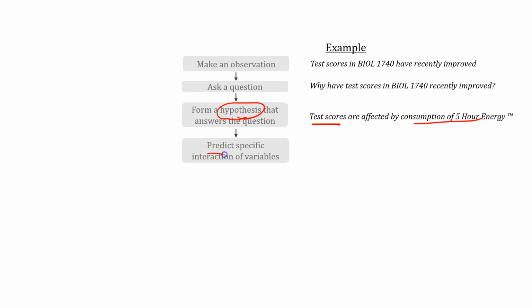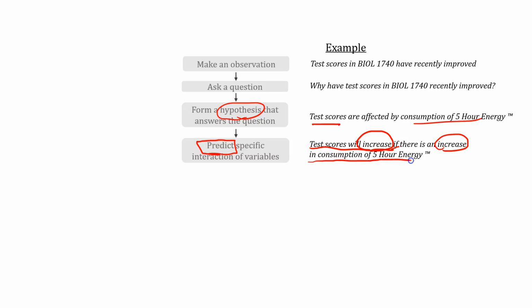So when you make the prediction, you're actually going to predict the causal relationships between them. An example would be something like this: I think my test scores in my class will increase if there is an increase in the consumption of 5-hour energy. So in this relationship, I'm proposing that the variables have a directly proportional relationship, meaning if I increase one, I'll increase the other. That's not always the case. Sometimes you can have an inversely proportional relationship where if I increase one variable, it will decrease the other variable. But in this case, it is directly proportional. I'm thinking if I increase the consumption of 5-hour energy, it will increase the test scores.